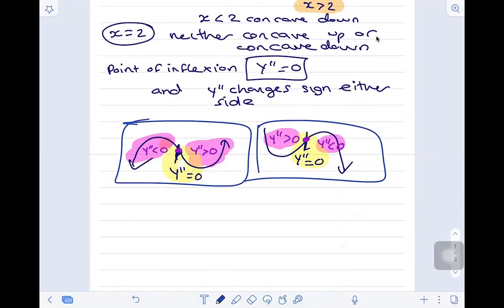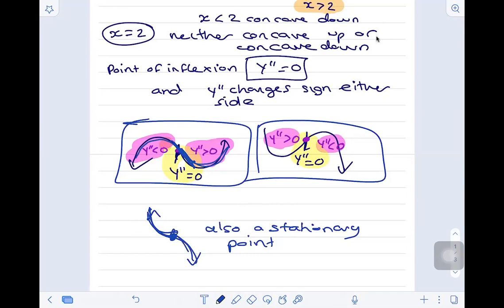There's another type of inflection, or a special type of inflection, that is also a stationary point, and it looks more like your cubic function. See how when you trace this it is nice and smooth where it changes, whereas here you kind of go like this, concave up, concave down. But what happens if you actually ran a tangent line through here, when you get to that point, the tangent line there would be horizontal.